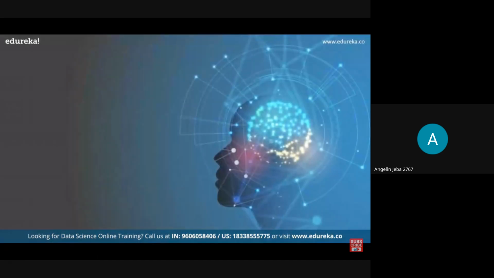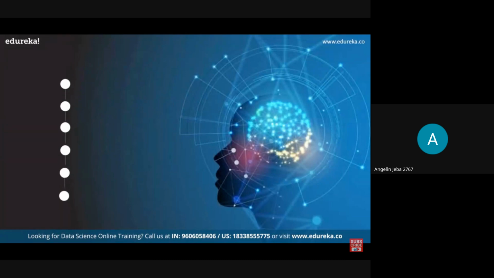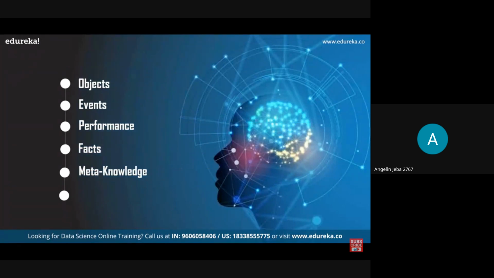Now, there are different kinds of knowledge that need to be represented in AI, such as objects, events, performance, facts, then we have meta knowledge and the knowledge base. So, these were the different kinds of knowledge that you need to represent.